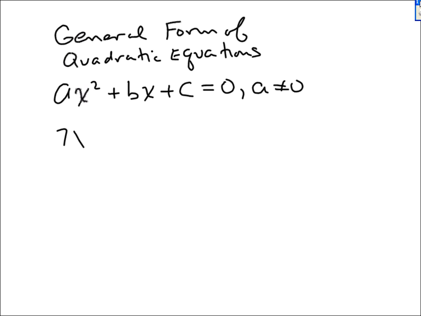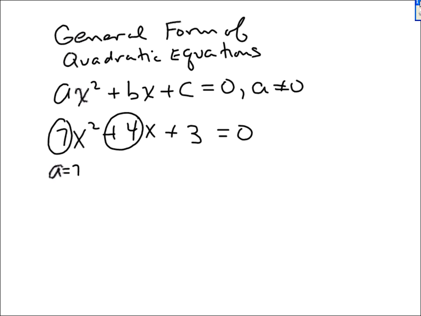If you have 7x squared plus 4x plus 3 equals 0. This is a. Whatever x squared is being multiplied by is a. Whatever x is being multiplied by, including the sign, that's b. Whatever the constant is, including the sign, is c. But it has to equal 0. If it doesn't equal 0, get it to equal 0 first.